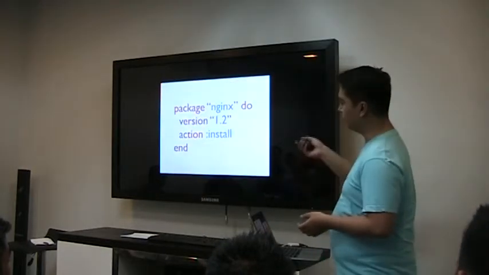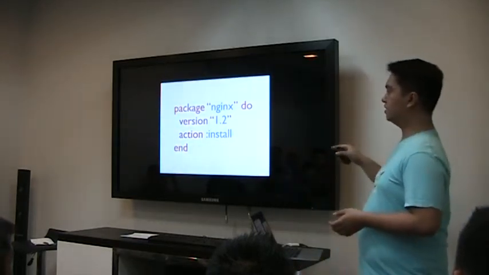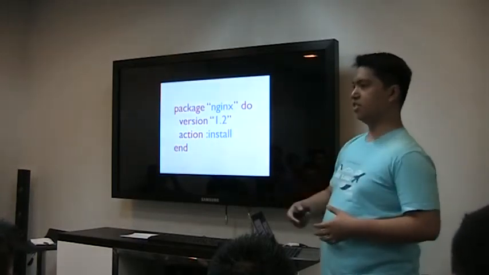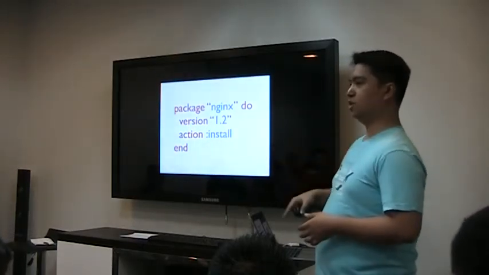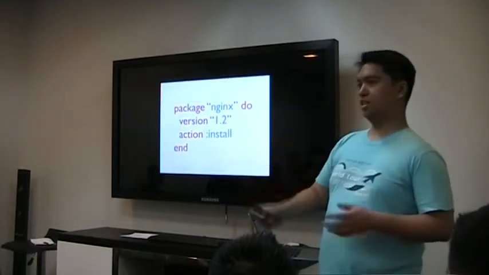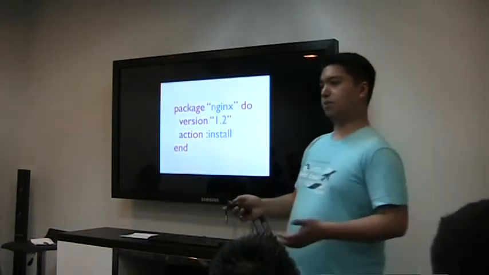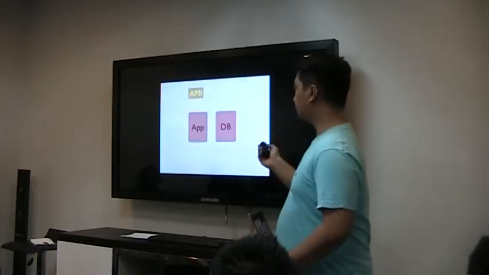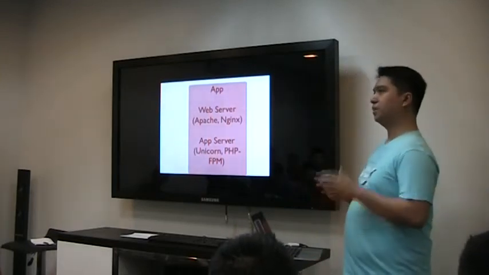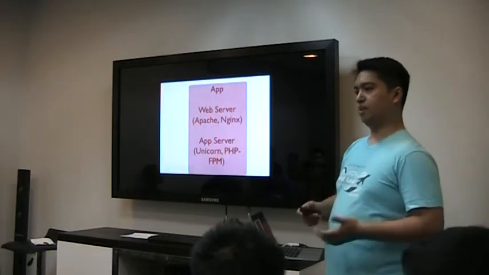So just going back to the slide, you could do something like this. Just put this code and then run Chef. It would install version 1.2 of Nginx. So if you need to upgrade, just change the version, change it to 1.3, and then run Chef, then your servers would be updated. So that's how we use Chef and AWS to build servers and keep them updated.